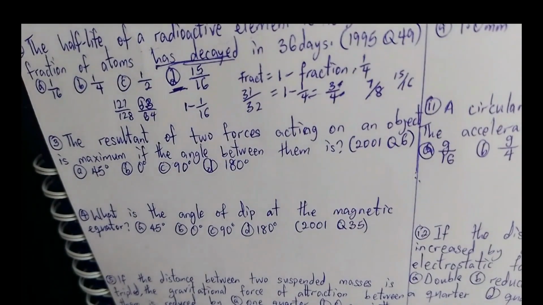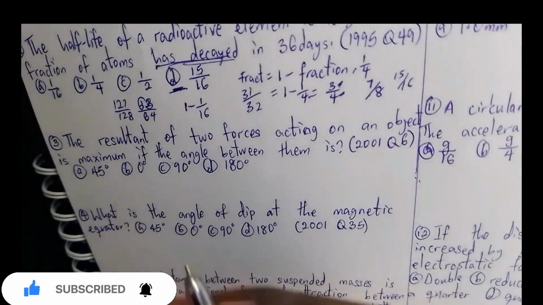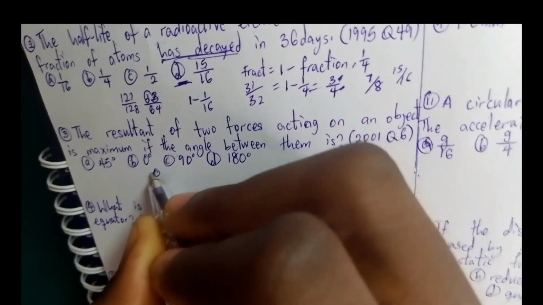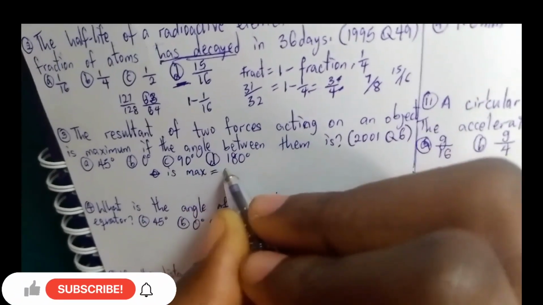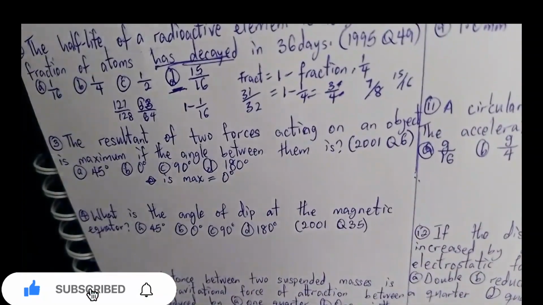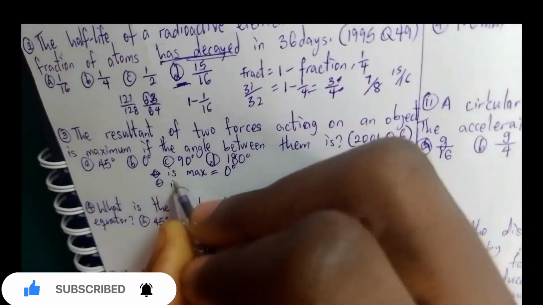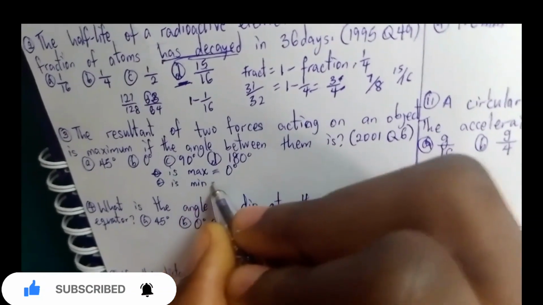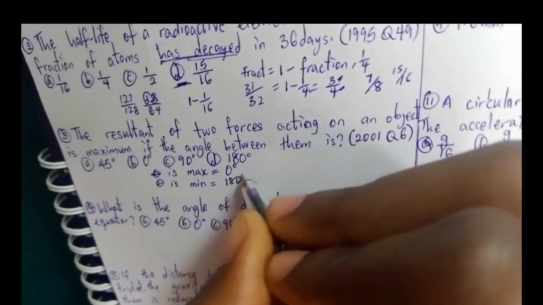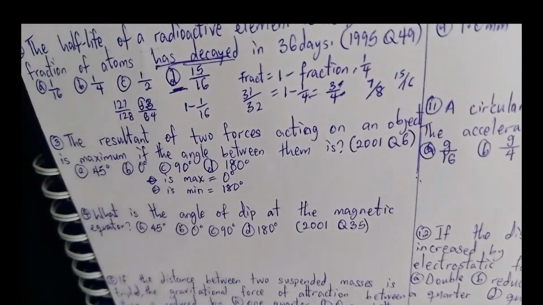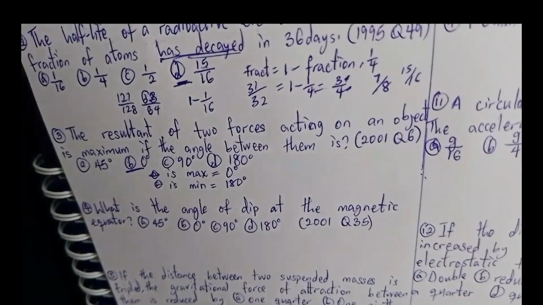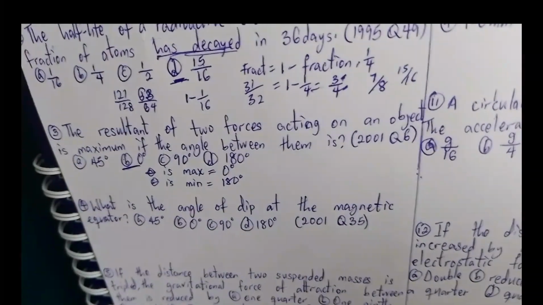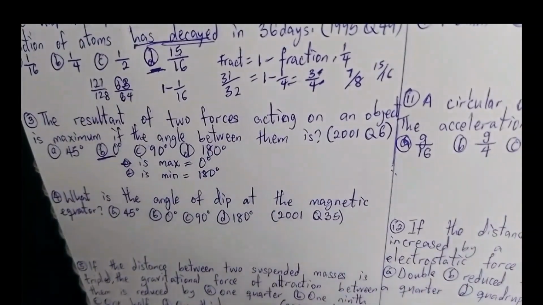resultant of two forces acting on an object is maximum when the angle between them, theta, is 0 degree. Note it, while the resultant is minimum when the angle between them is 180 degree. No need of proving anything. Just once you see this in the exam, just go for your answer. It's in two dimensions. They can ask you for maximum, they can ask you for minimum. So whichever one they ask you for, just go for your answer straight.